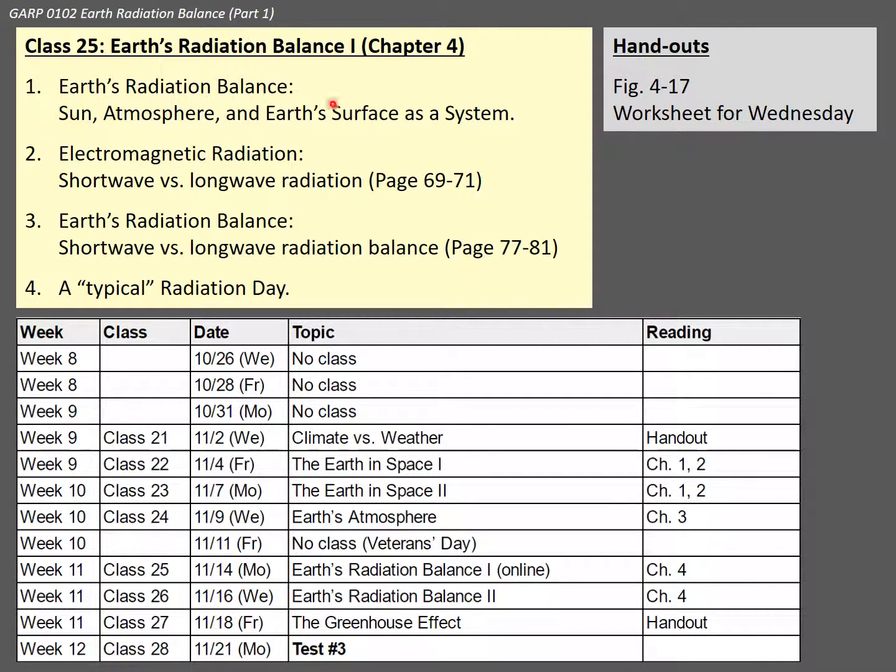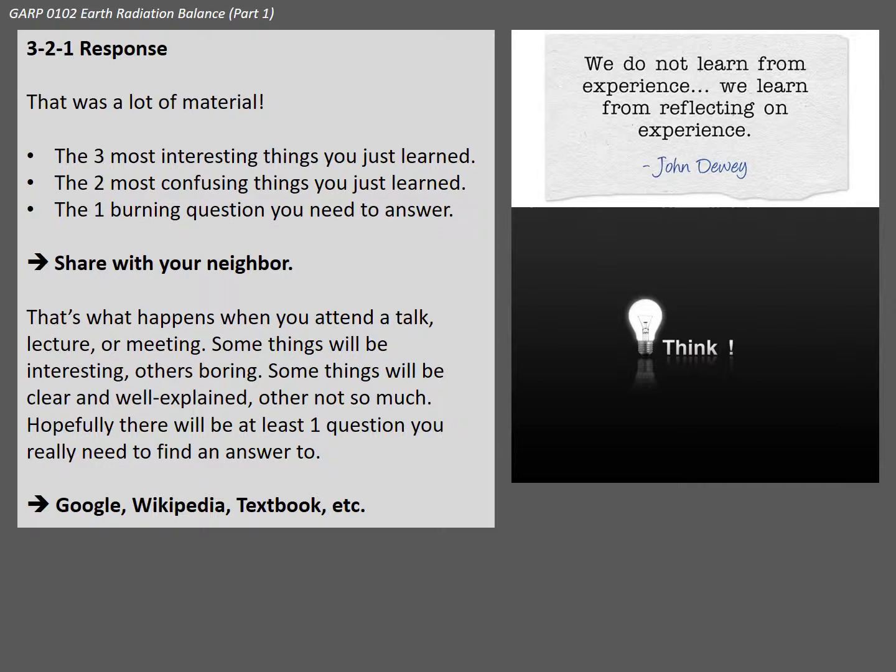So there you have it, Earth radiation balance, part one. And what I would suggest you do now is a little reflection, because obviously this was a huge amount of material. There was certainly a lot of confusing things. There was some interesting stuff. And maybe you have a burning question you need to answer. Obviously, you can't share it with your neighbor right now, but still, take a few minutes and write these things down. The simple act of writing these things down already helps you in your learning process. And then maybe go into your textbook, look at some Wikipedia, see what you can find to help you with some of those confusing things and these burning questions.